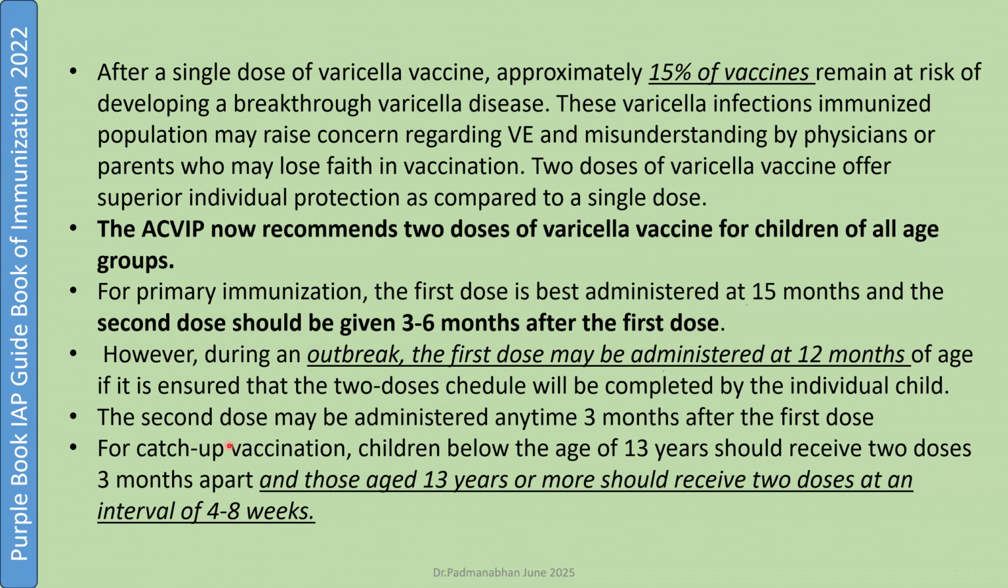And if it is above 13 years, they should receive 2 doses at an interval of 4 to 8 weeks. Why 4 to 8 weeks for people above 13 years, and for children below 13 years, it is 3 to 6 months? It is because we want the antibodies to last for a longer time. And probably the immune system is better developed in 13-year-old children.